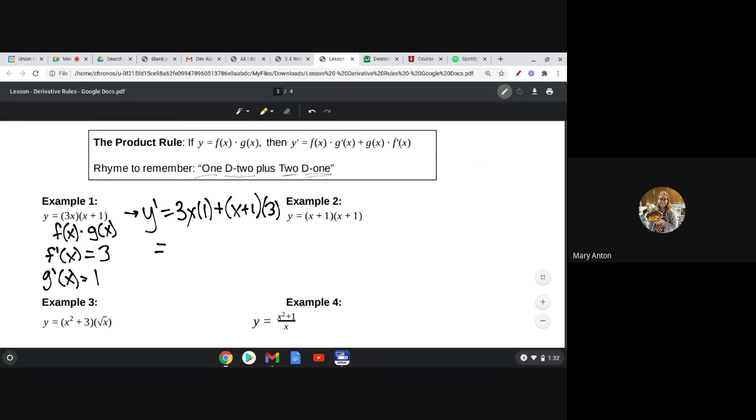Then we can simplify a little bit because 3x times 1 is just 3x, right? And then let's distribute this 3. So we take 3 times x, which is just 3x, and then 3 times 1, which is just 3. And then this just becomes 6x plus 3. And that's the derivative function to 3x times x plus 1. What questions do we have?